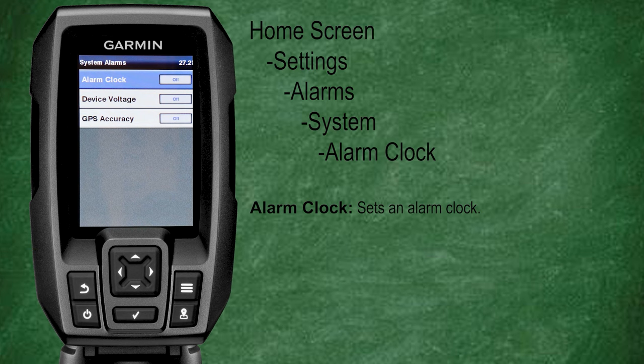Now we're going to touch on how to edit our waypoints. Starting on the waypoint maps, press the menu key. Now select waypoints. Now we will scroll down and select the waypoint we wish to edit. In our case, it'll be WP1. Here you'll see all the information that's saved regarding WP1.